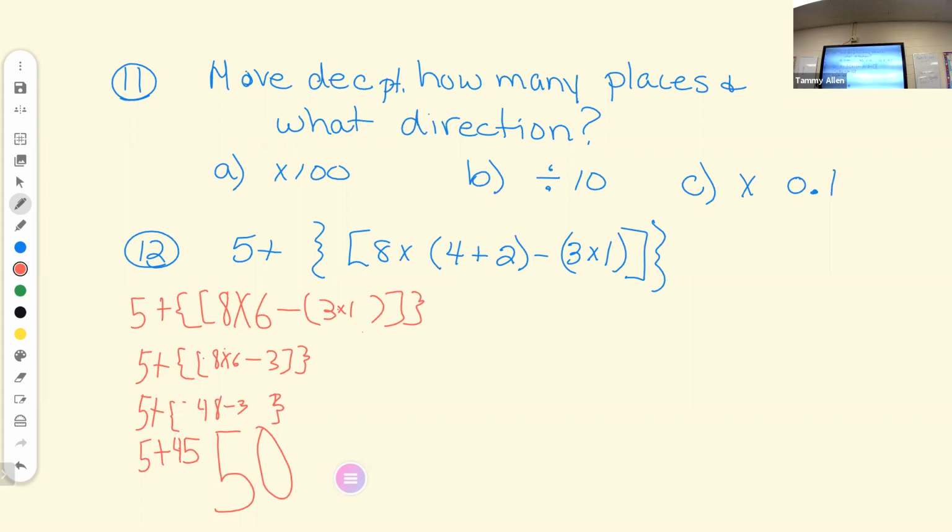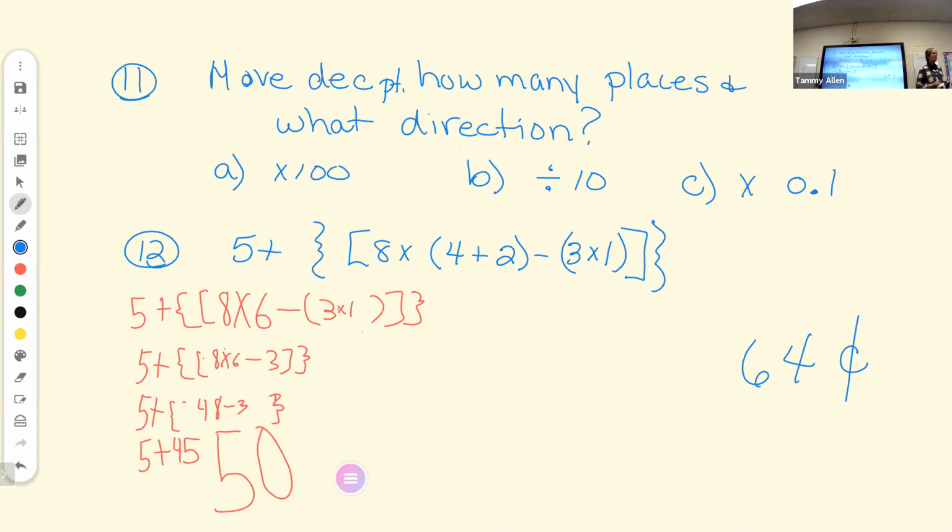Okay. Number 2, we have 2 quarters, a dime, and 4 pennies. How much money do we have? 64 cents. Good. How can 64 cents be written using the cent sign? So 64, and then a C with the line down.